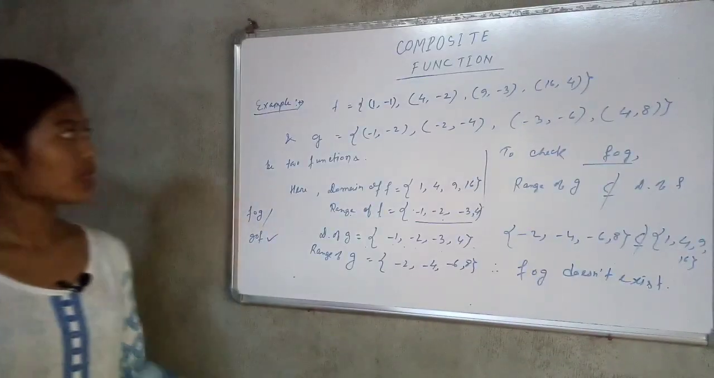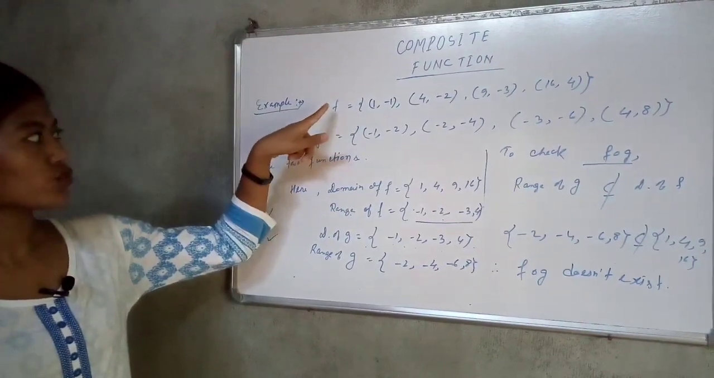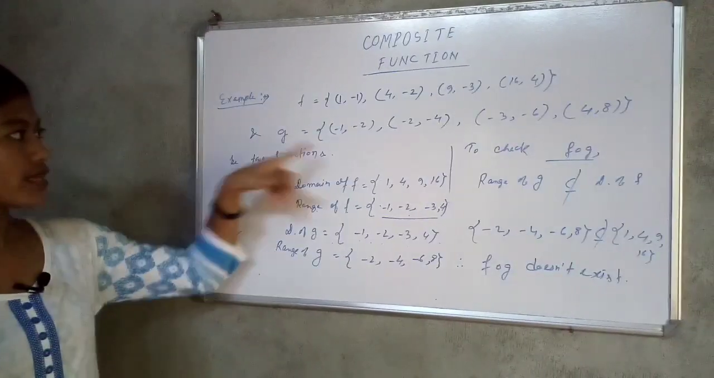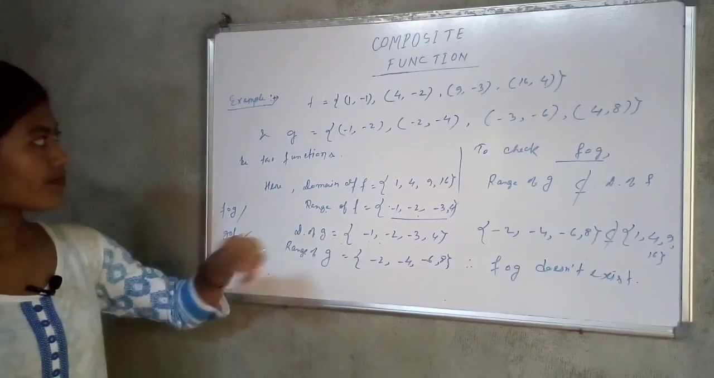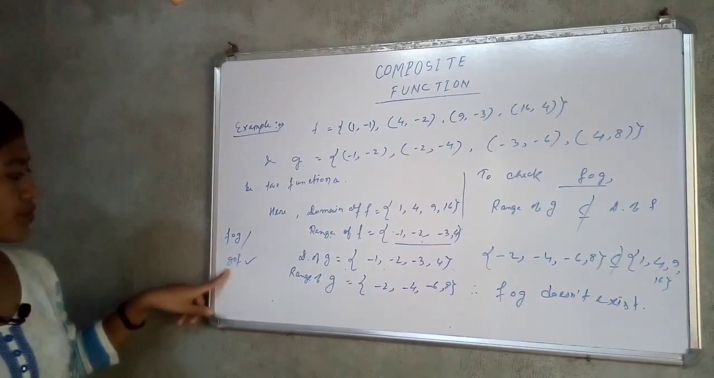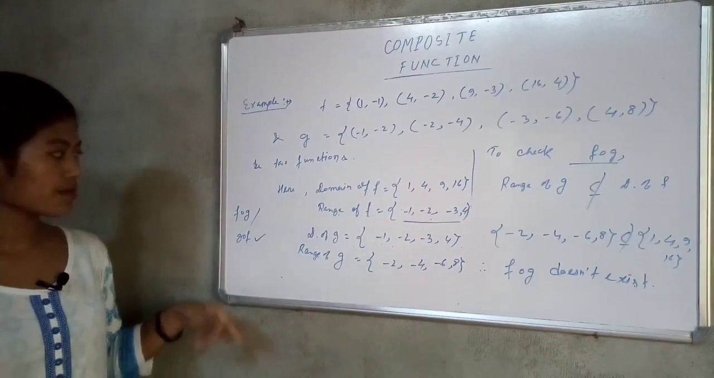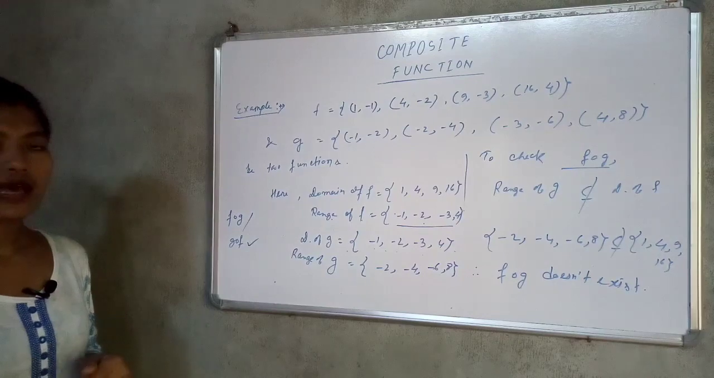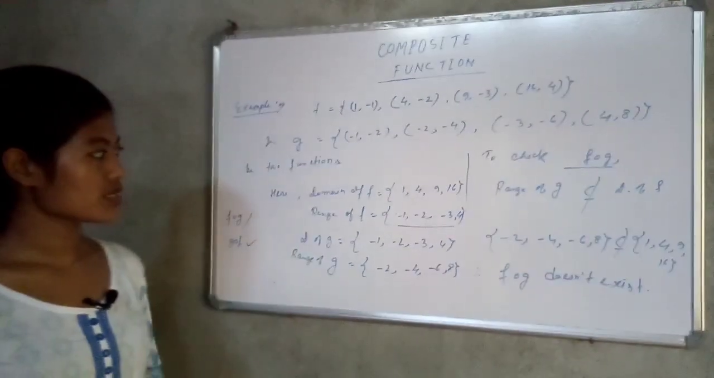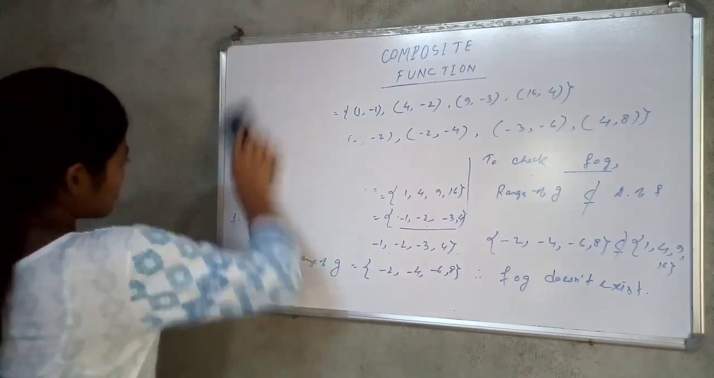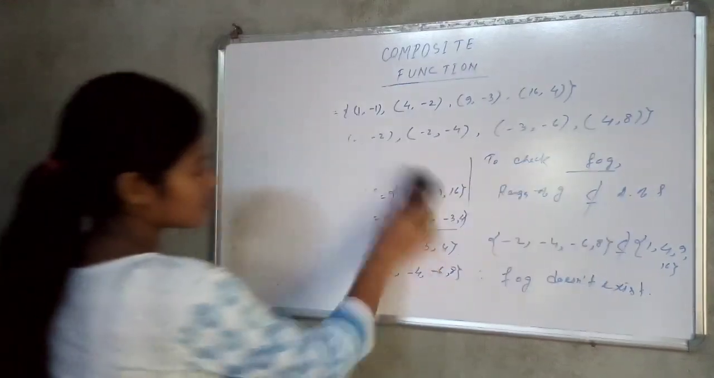So in this whole example, whenever we take two functions f and z, f containing these elements and z containing these elements, the composite function g naught f exists, but the composite function f naught g does not exist. So this is the example of a composite function. Here we are done with this example.